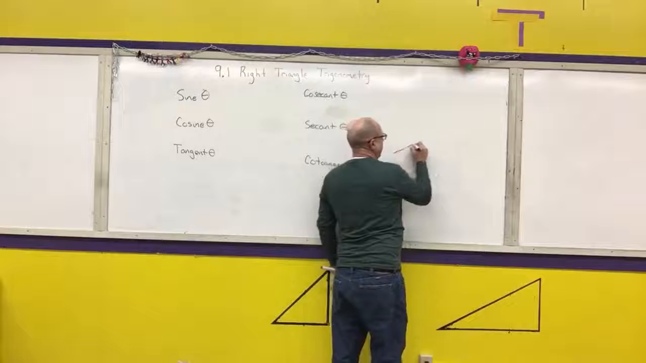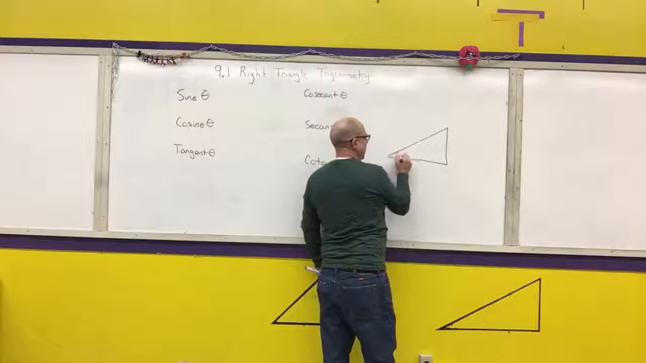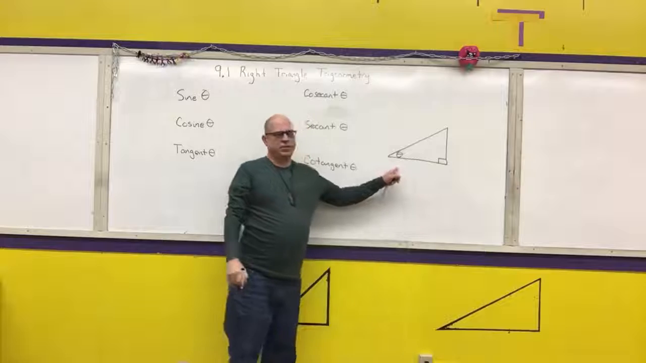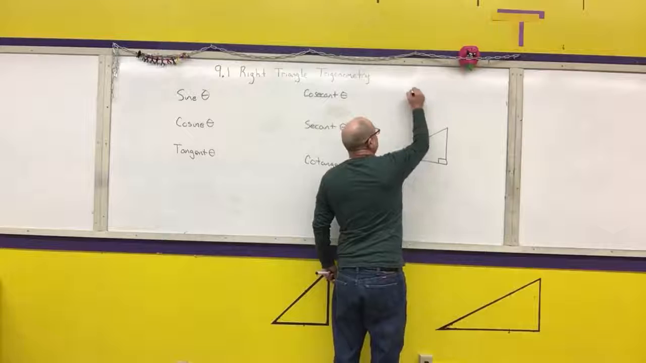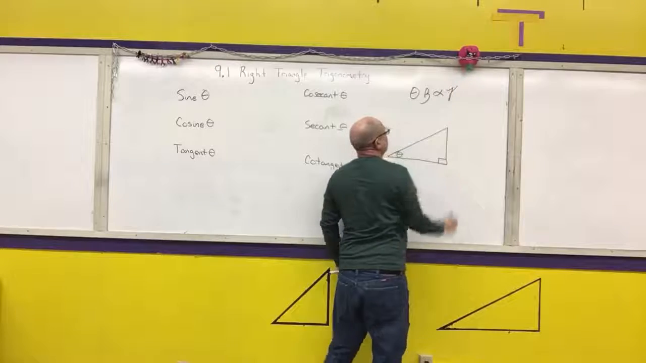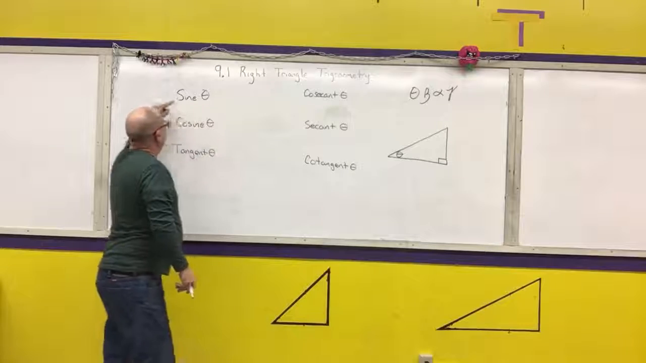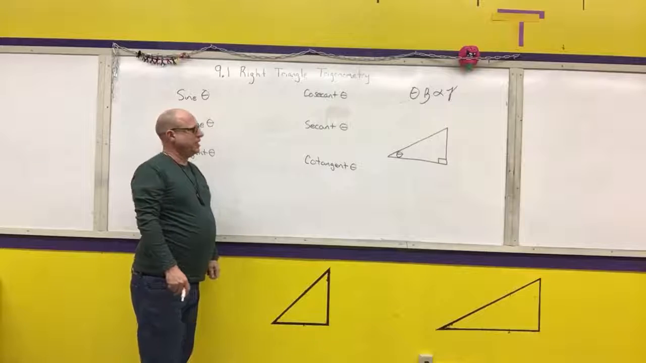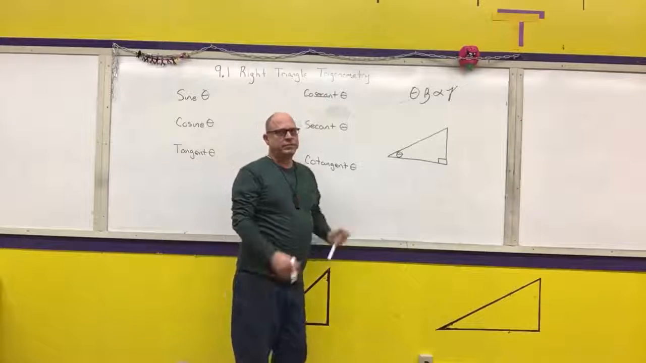In geometry and trigonometry, we typically use Greek letters to identify angles. And if it's just a single angle, most of the time we'll use theta. Other angles that you may see are beta, alpha, gamma. So we typically use Greek letters. Each one of our trigonometric functions is actually a ratio of 2 of the sides. And for right triangle trigonometry, they're the ratio of 2 sides of a right triangle.